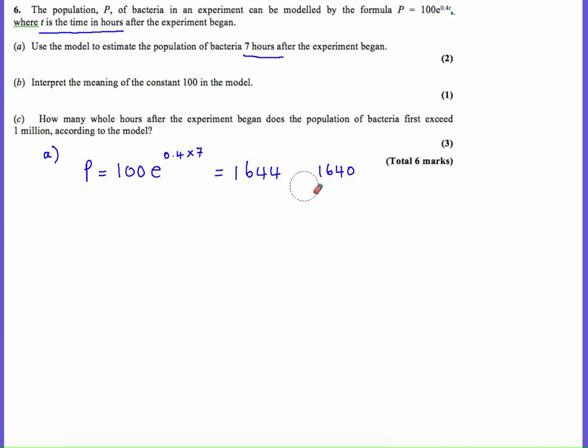I kind of let you get away with it. I probably shouldn't have done, but population, people, things are going to be whole numbers. So make sure you're giving that to the nearest whole number, please, in future. Just check the context of the question. Interpret the meaning of the 100 in the model.